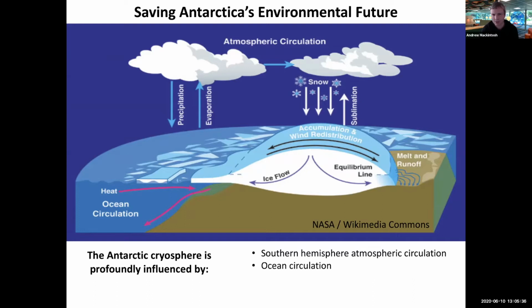Precipitation onto the continent is the source of the ice in the first place, and those two in normal times we would imagine would sit somewhere near balance, but we're not in normal times. And it's really this three-way communication that's going to determine the future of the ice sheet.